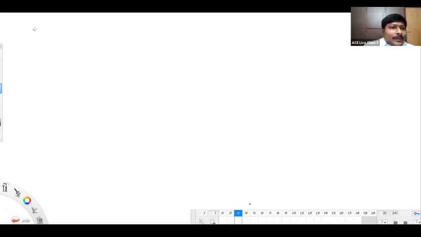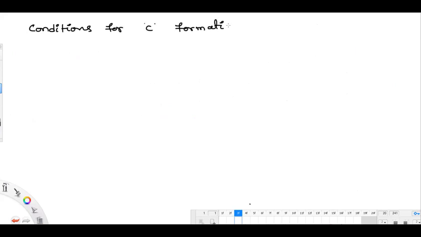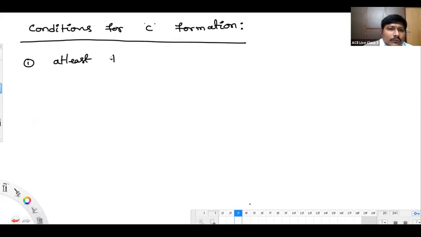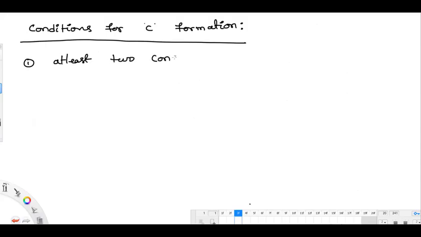Conditions for the formation of capacitance. For capacitance formation, at least two conducting bodies, first condition. Two conducting bodies should exist.